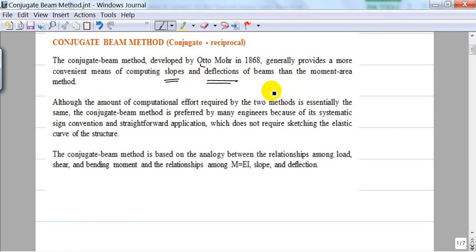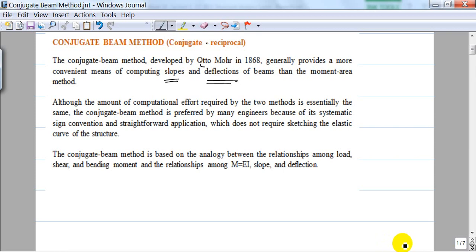Although the amount of computational effort required by the two methods is essentially the same compared to the moment area method, which you covered in the last lecture, the conjugate beam method is preferred by many engineers because of its systematic sign convention and straightforward application, which does not require sketching the elastic curve of the structure. So we'll see how we can adopt this method to determine slope and deflection of beams.